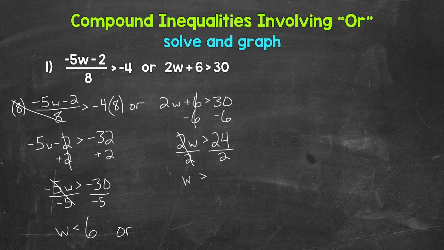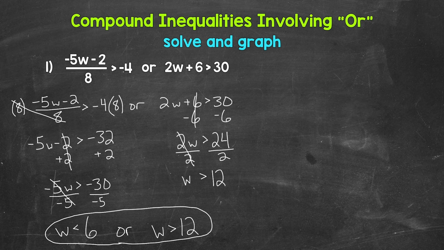W is greater than, and then on the right, 24 divided by 2 gives us 12. So W is greater than 12. Now we have both of our inequalities solved, and we can bring this down here and write this as a compound inequality. We have W is less than 6, or W is greater than 12. So W can be anything less than 6 or greater than 12. Any number less than 6 or greater than 12 is a solution of this compound inequality. It will make it true.